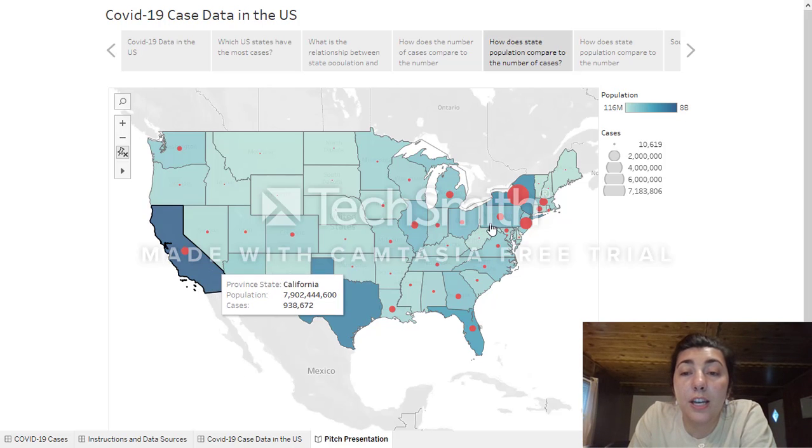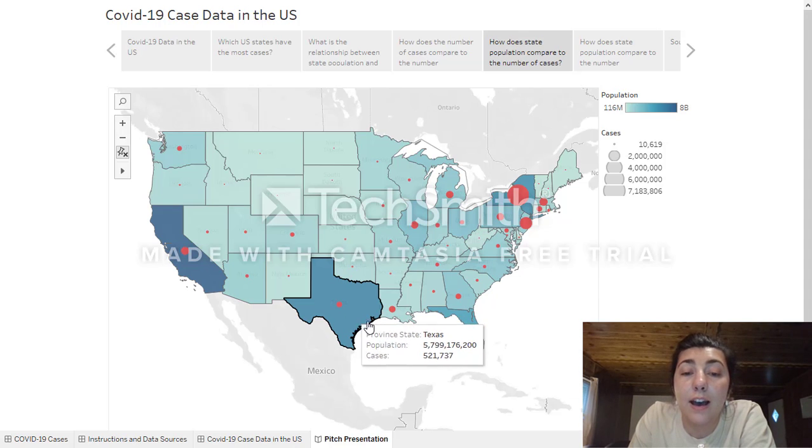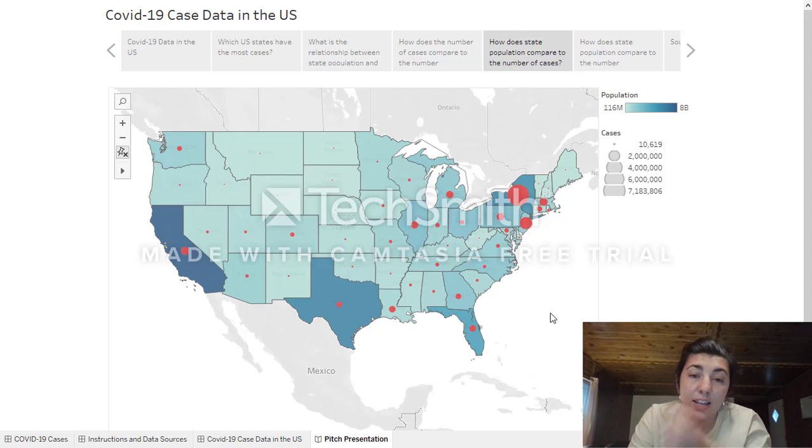Obviously, California, New York, Florida, and Texas, they all have international air travelers coming into those states. And also, they just have a larger population in general, so you would expect them to have more cases.